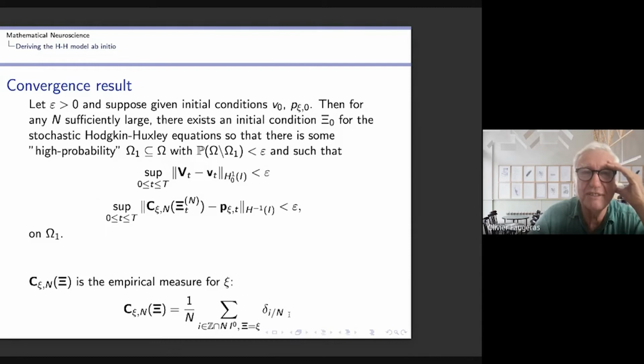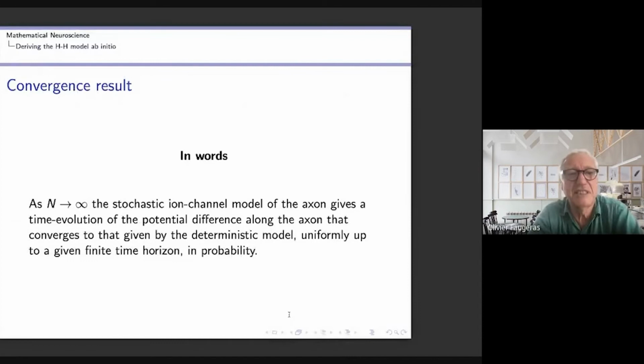In words, it tells us that if n goes to infinity, the stochastic ion channel model of the axon gives a time evolution of the potential difference along the axon that converges in probability to that given by the deterministic model, uniformly up to a given finite time horizon. That's the sup over t. So this is a very, very nice result.